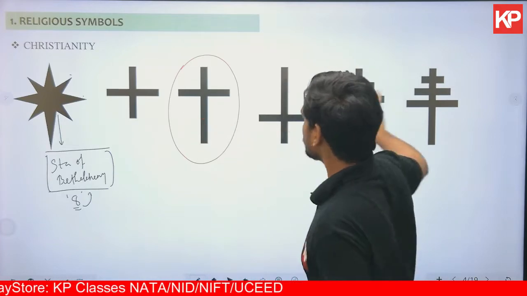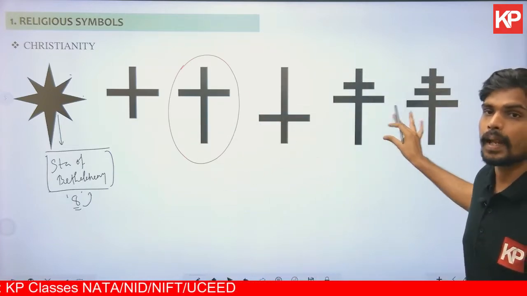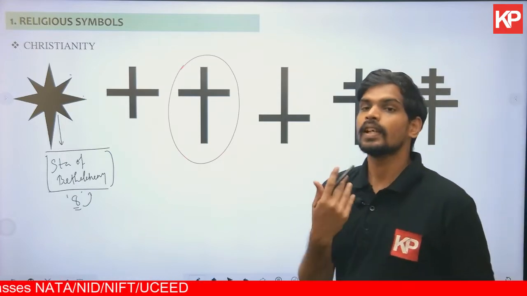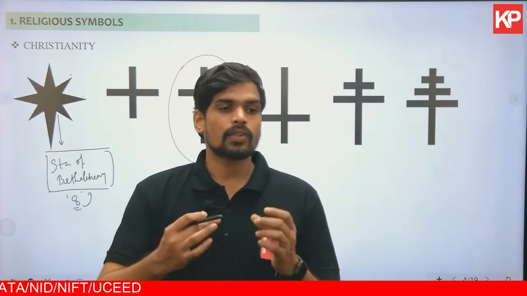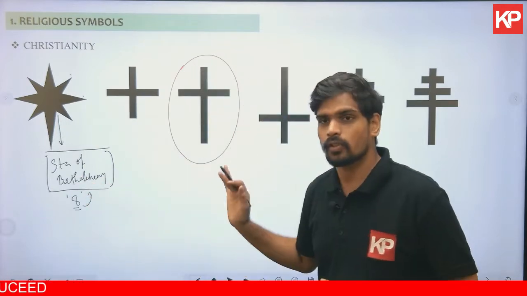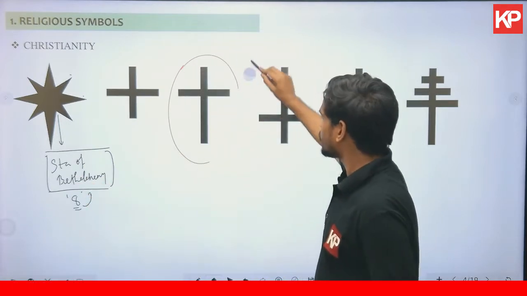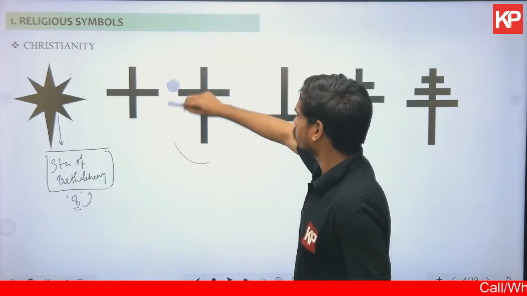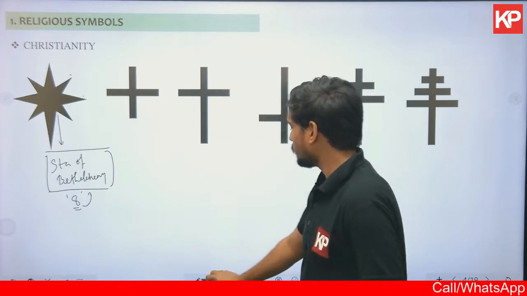Other than that, the cross is an important symbol in Christianity. So various types of cross are used as religious symbols. You can get a question even like, which of the following is not a religious cross symbol in Christianity? So these are various cross symbols which are used in Christianity. Let us briefly go through the names of these various types of cross.